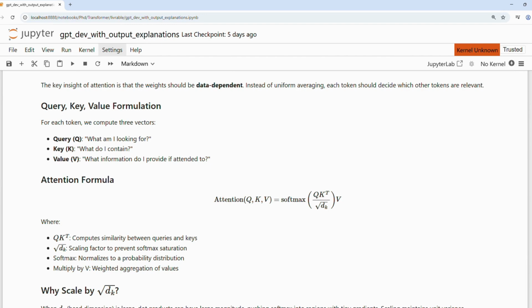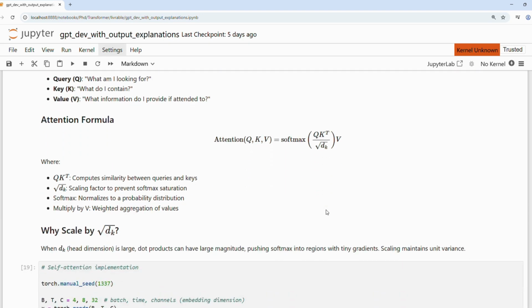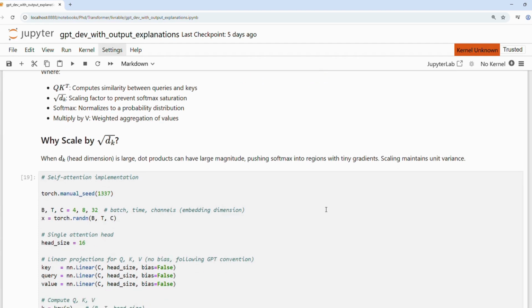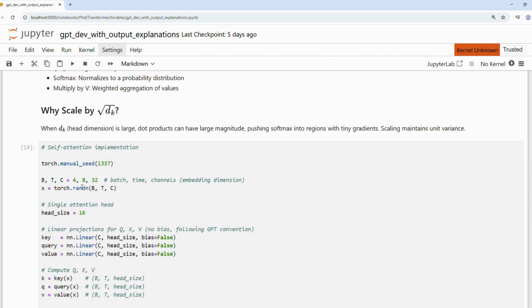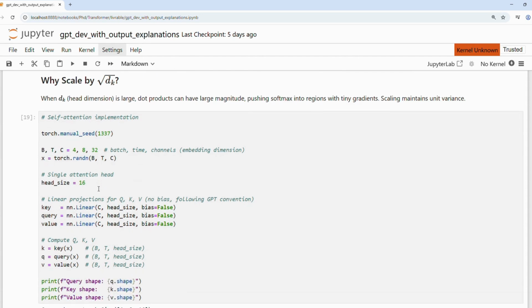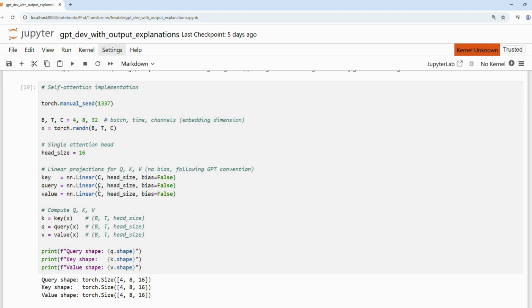In equation form, attention of Q, K, V equals softmax of Q K transpose over root d_k, times V. Let me walk through the dimensions. With batch size B, sequence length T, and head size of 16, the queries and keys each have shape B by T by 16. The dot product Q times K transpose produces a B by T by T matrix. For each pair of positions, we get a scalar attention score.